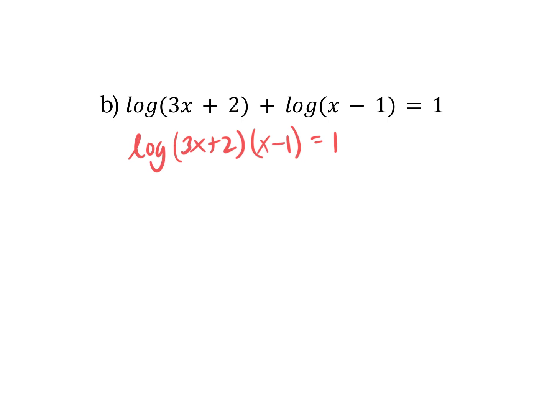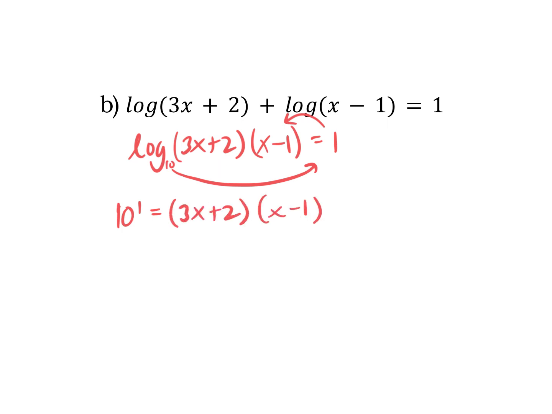Now, if we have a log, I need to rewrite it as an exponential to solve it. If I have an exponential, I usually need to use some logs so that I can solve it. So this is actually a base 10. So I can think of rewriting this as 10 to the 1 power is equal to everything right here. So I've got 10 to the first is equal to 3x plus 2 times x minus 1.